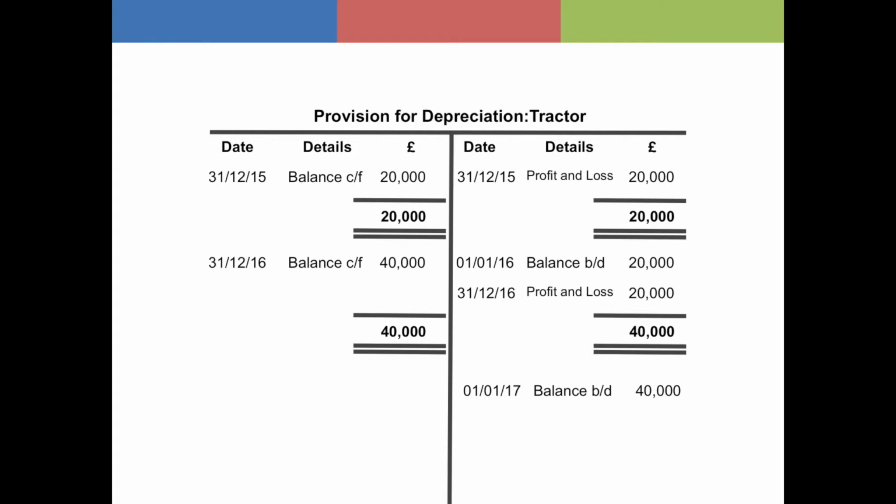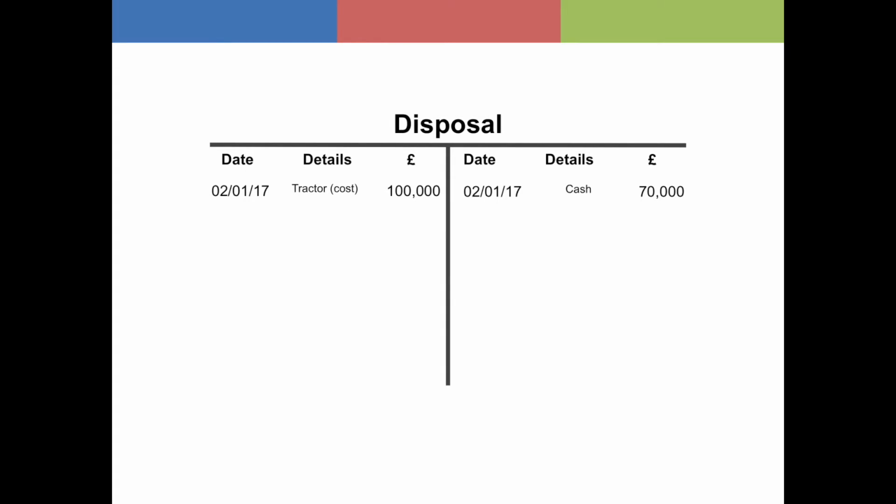To do this, we need to debit the provision for depreciation account by £40,000 and credit the disposal account by £40,000. You then have to balance the disposal account. We have £110,000 on the credit side and only £100,000 on the debit side, so we need to debit the account by £10,000 and this would be our gain on disposal.